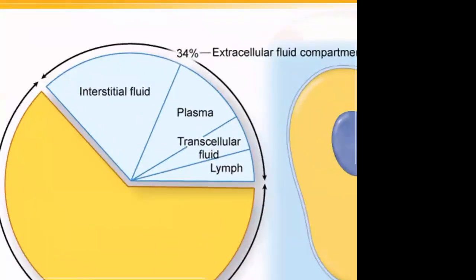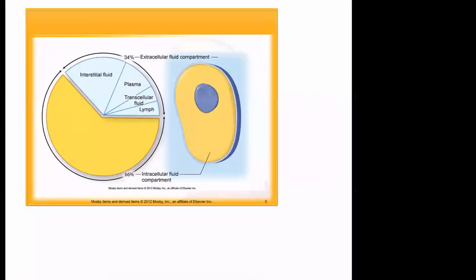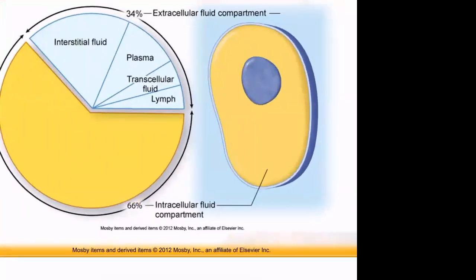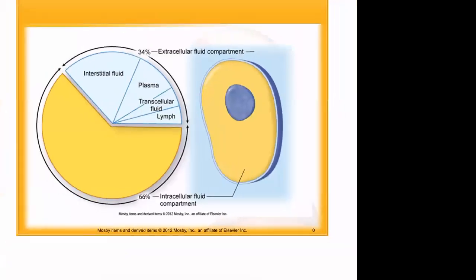I hope I was saying that right. Let me say this again. Maybe I won't draw a picture. Okay. There is the fluid that sits around the cells. That's the interstitial fluid.